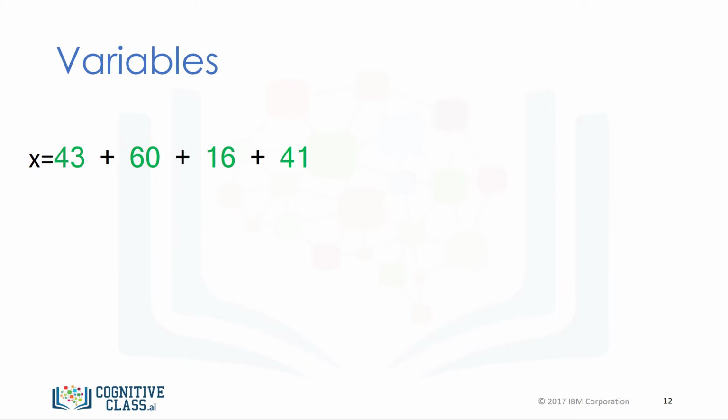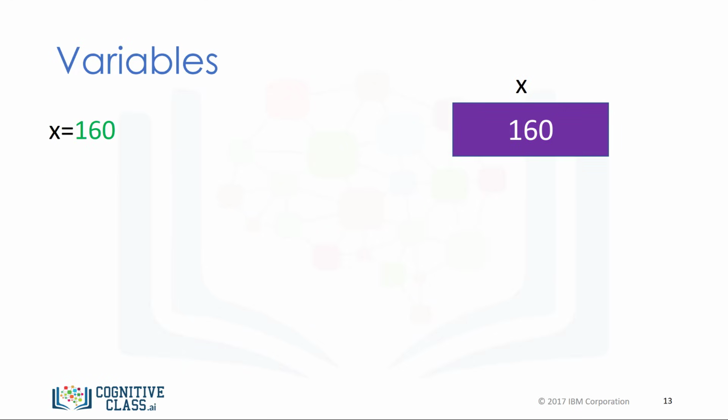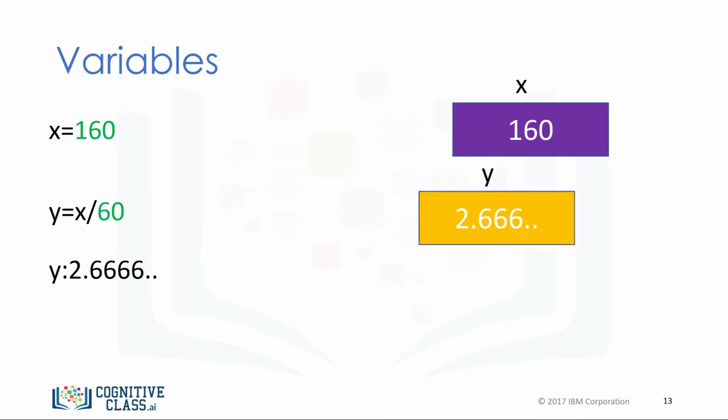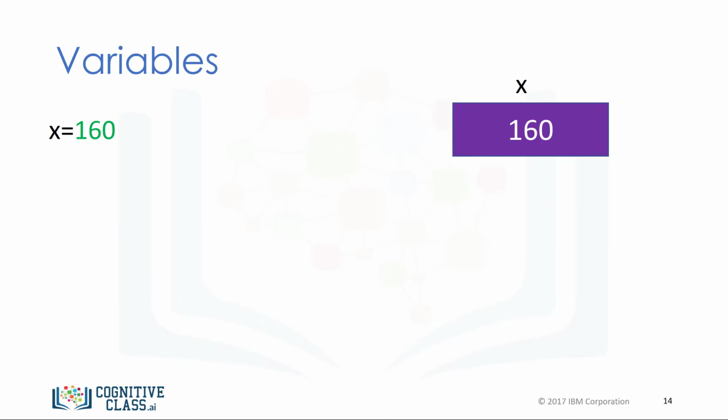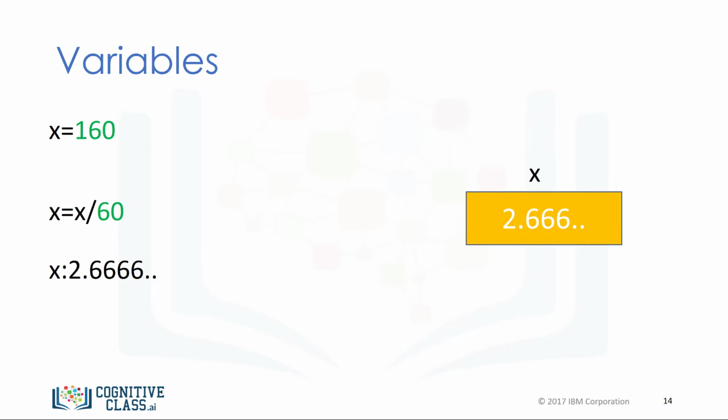We can store the results of expressions. For example, we add several values and assign the result to x. X now stores the result. We can also perform operations on x and save the result to a new variable y. Y now has a value of 2.666. We could also perform operations on x and assign the value to x. The variable x now has a value 2.666. As before, the old value of x is not important.